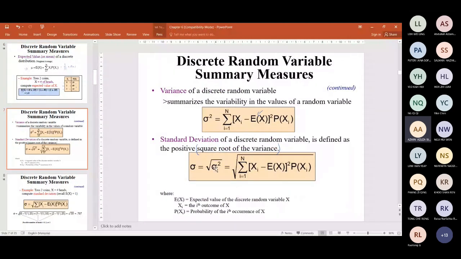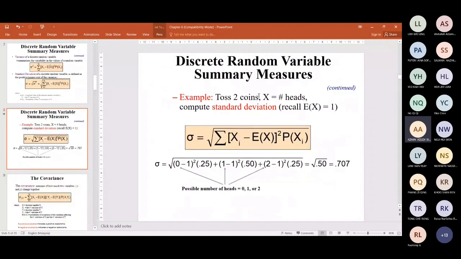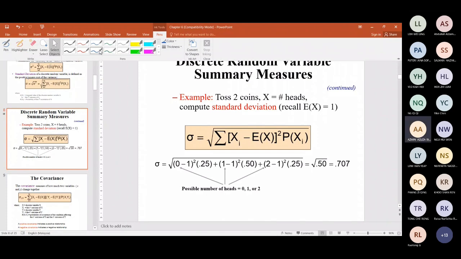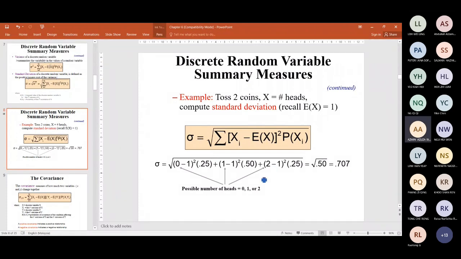So for example, let's look at the same event, number of hits, and we want to find the standard deviation straight away. For standard deviation, you can just put the square root on the variance. So Si minus E(X), squared, times PSi. Our data just now: we have 0, 1, 2, and I think 0.25, 0.5, 0.25, right?